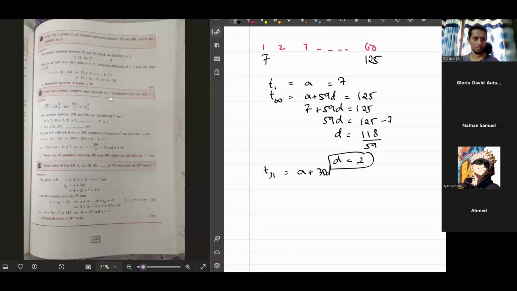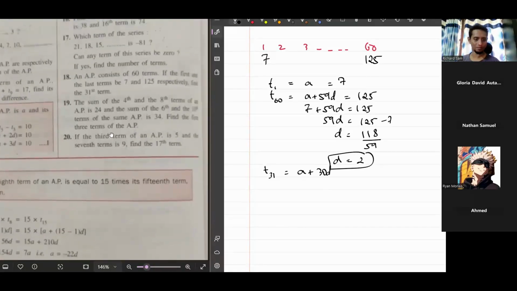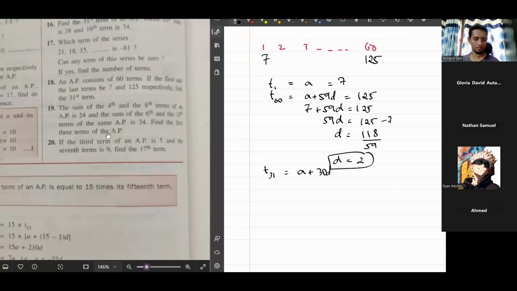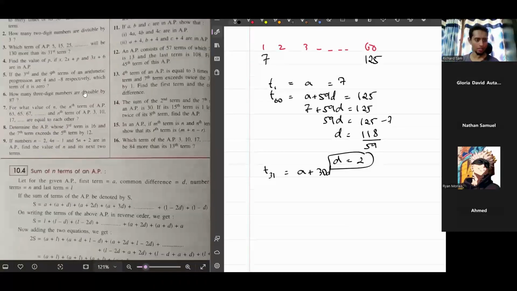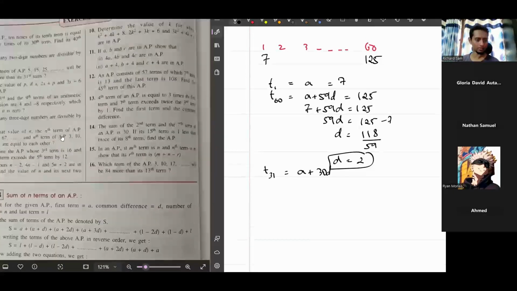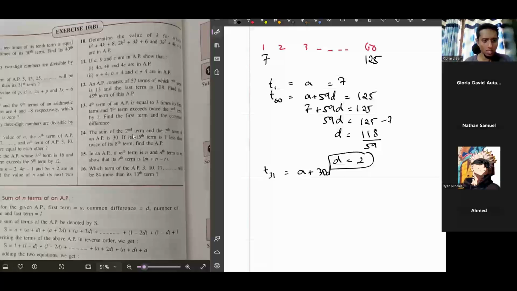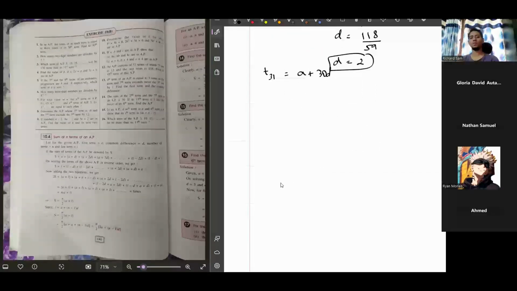The 19th one, it's the same. Just try it out. You'll get it. They're all the same type of questions that you're asking. So let me give you a little different type of question. There's one type of question where they won't give you any of the terms. So let me just find a question like that.